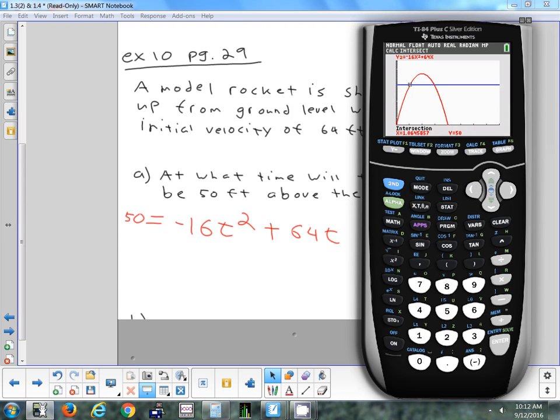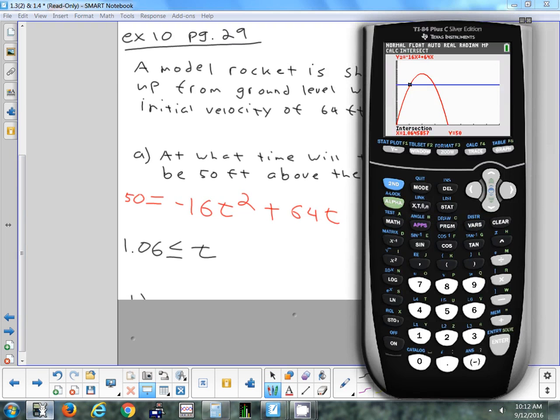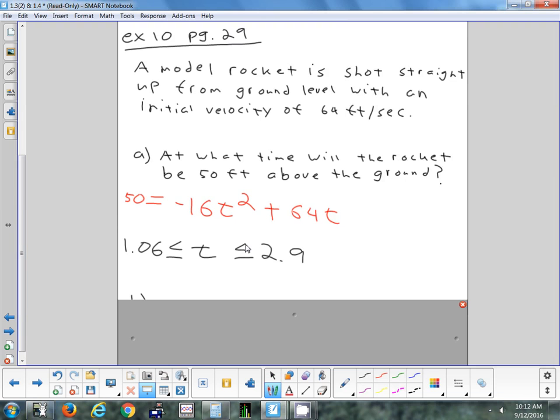So after 1.06 seconds, my object will be at 50 feet. So the time has to be greater than or equal to 1.06, but it also has to be less than some other number. What's the second intersection point? 2.94. If you use the quadratic formula, those are the 2 answers you would have gotten.